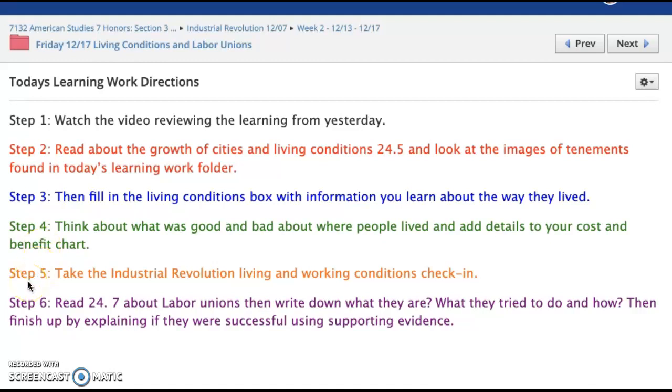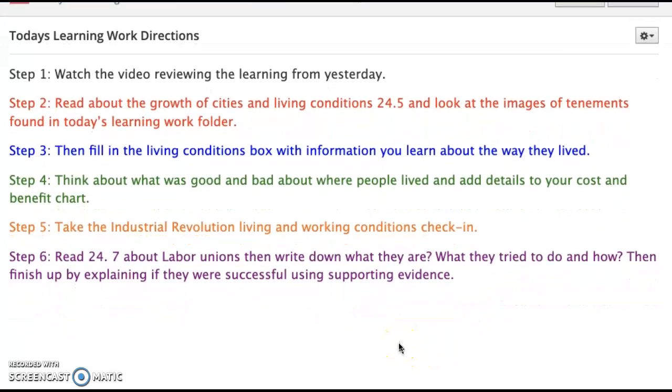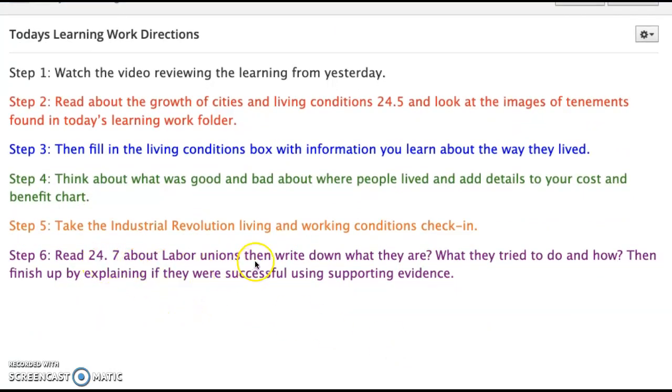Then you're going to go take the industrial rev living and working conditions check-in, and you're going to end the hour by looking at labor unions. This was in direct response to what we talked about yesterday with working conditions. So you're going to read about them and you're going to write down what labor unions are, because they're still around today, what they tried to do and how. So how did they try to get things to be changed? What methods did they use? And then you're going to finish up by explaining whether you believed they were successful using supporting evidence.